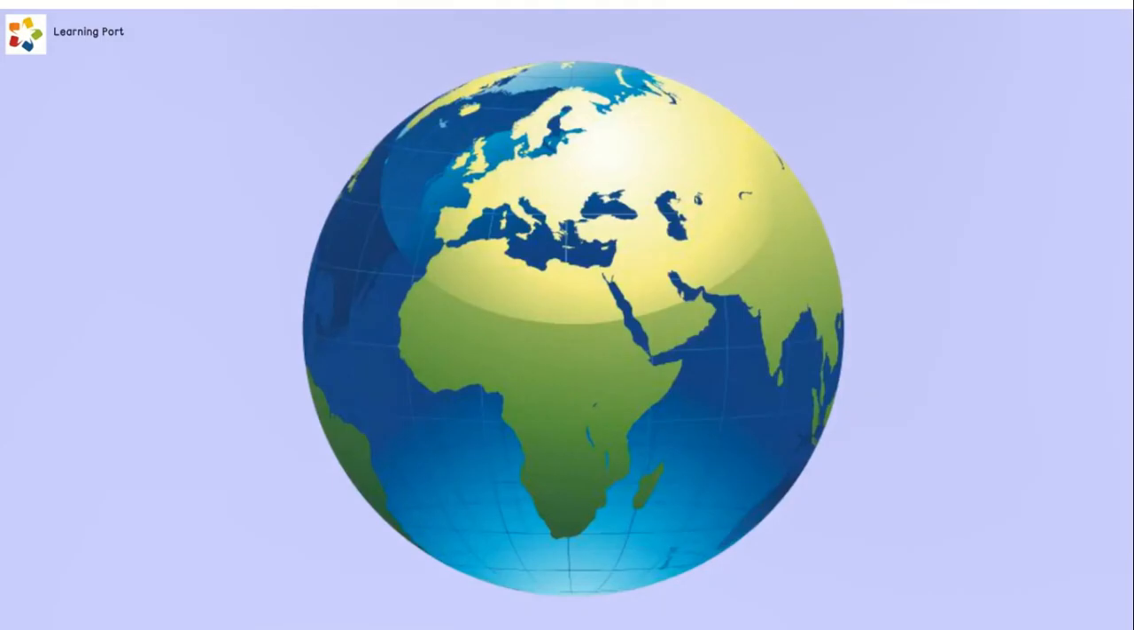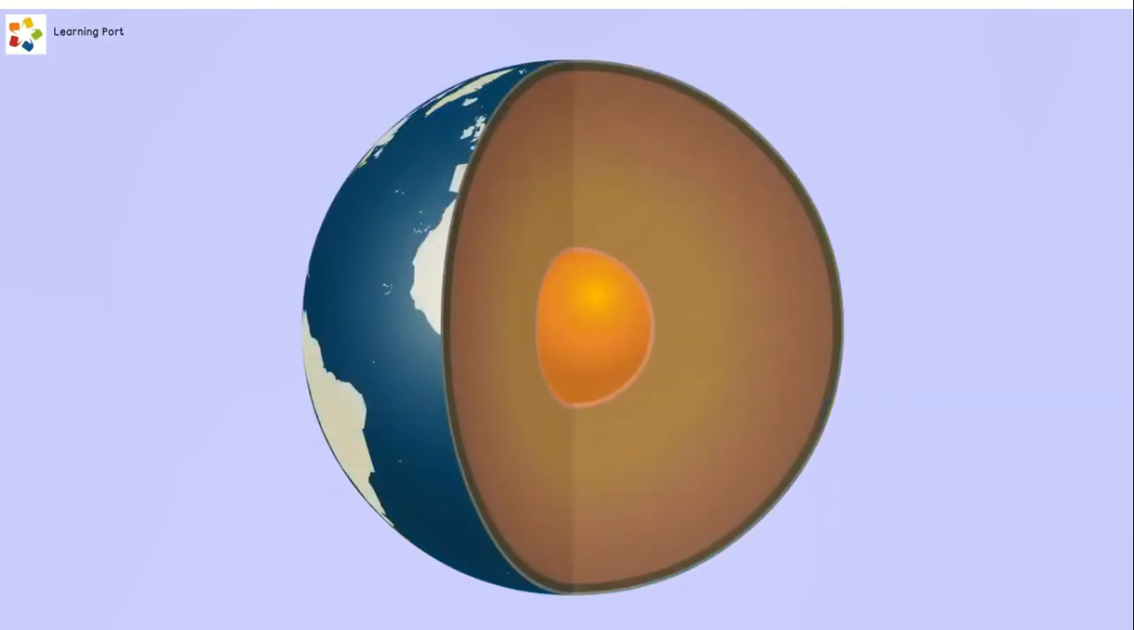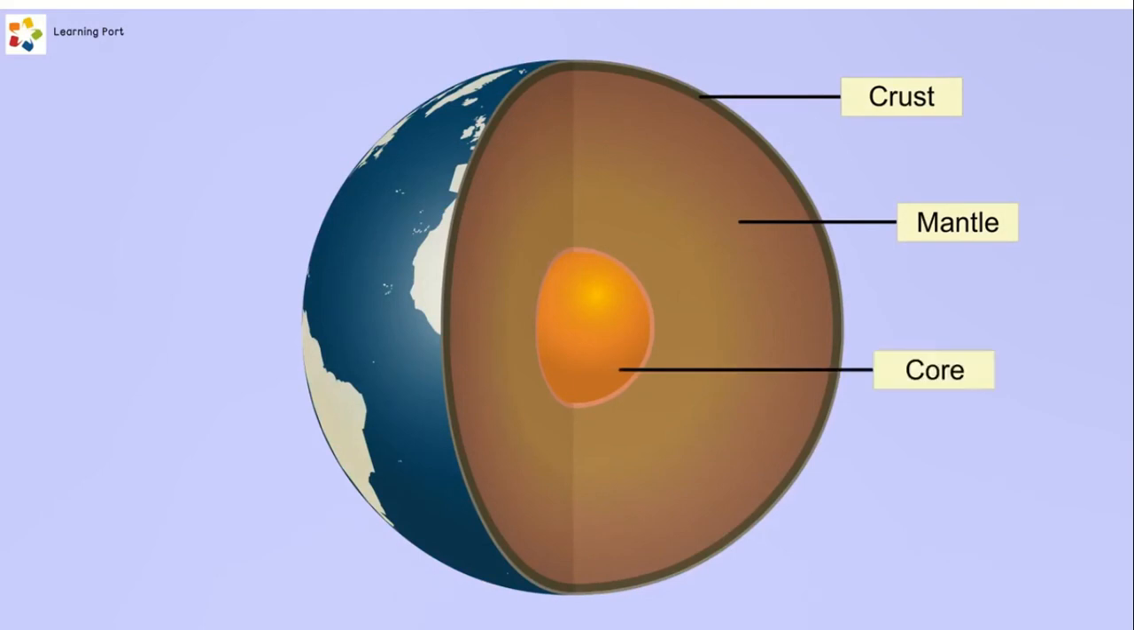The Earth can be divided into layers based on its physical state. The outermost layer, the crust, is a solid. Below the crust is the mantle, which is a liquid of molten magma. The inner core is also a solid and is the hottest.